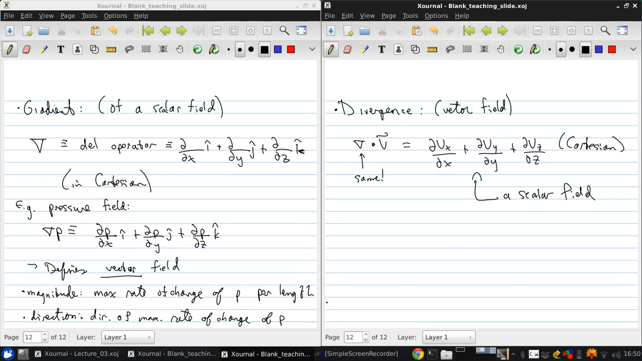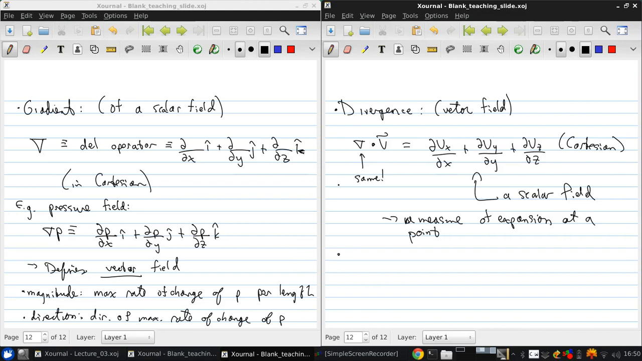So this gives a measure of expansion at a point, which is why it's called divergence. It measures how much the flow is sort of blowing up away from a point or crunching in towards that point.